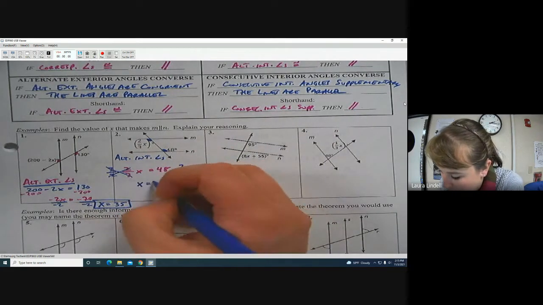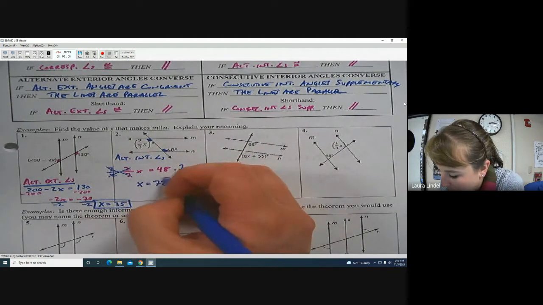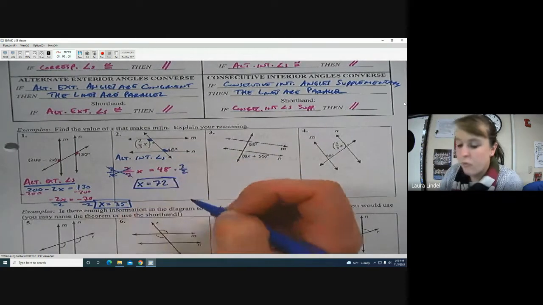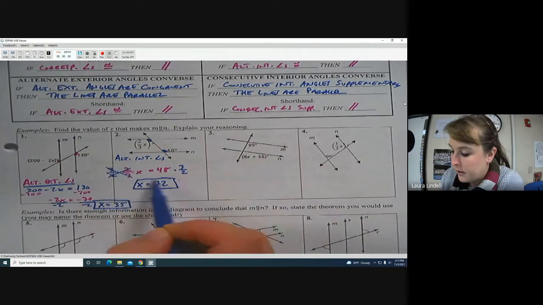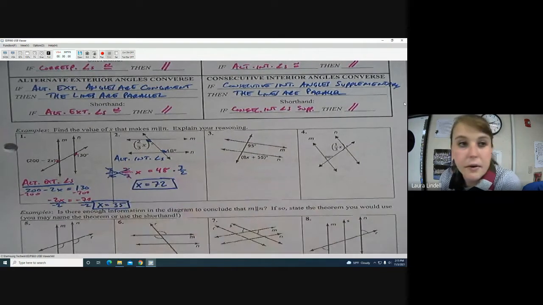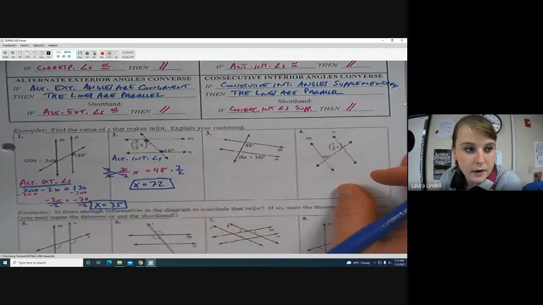We get x equals 72. If you need to use a calculator to do that, you're more than welcome to do so. And we have alternate interior angles, and because of that, x equals 72. Okay. We got two more here.